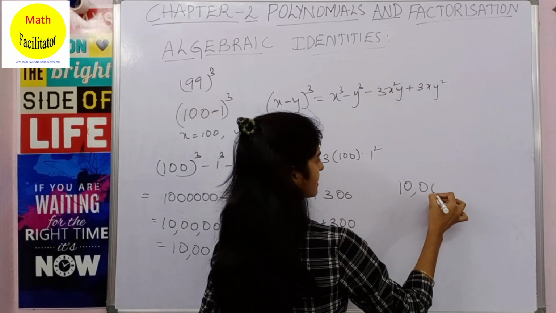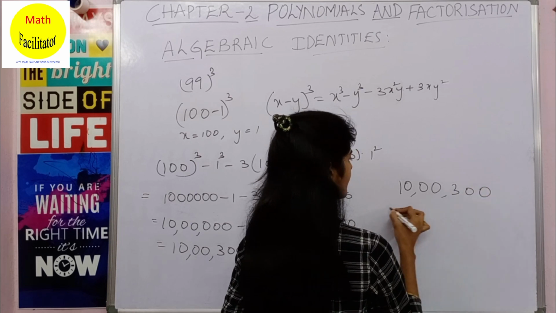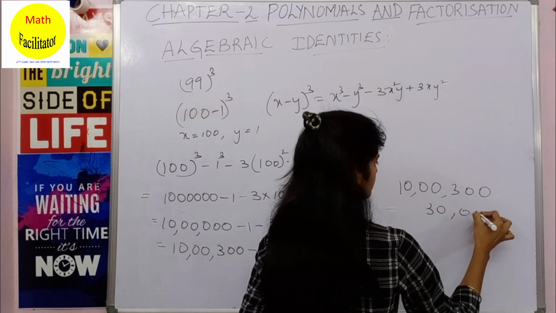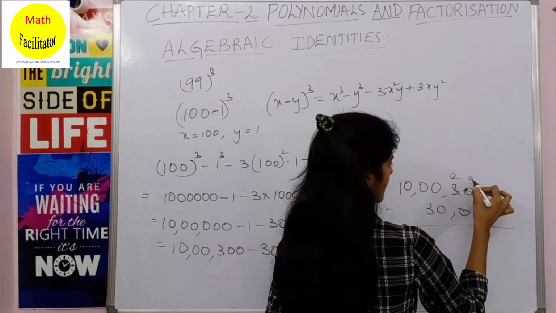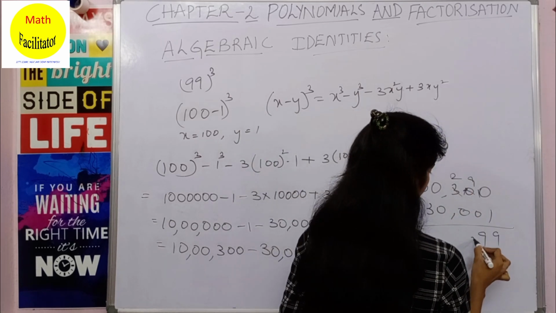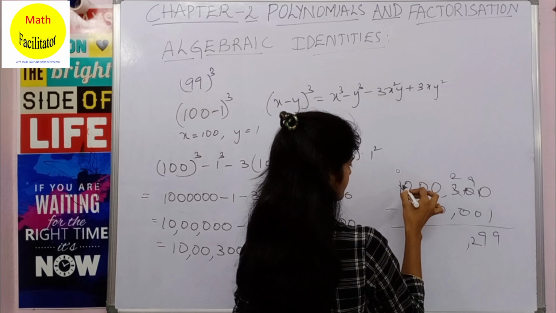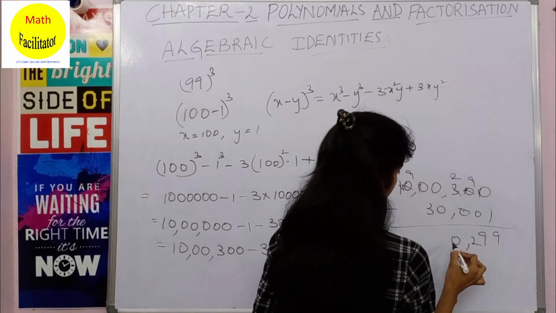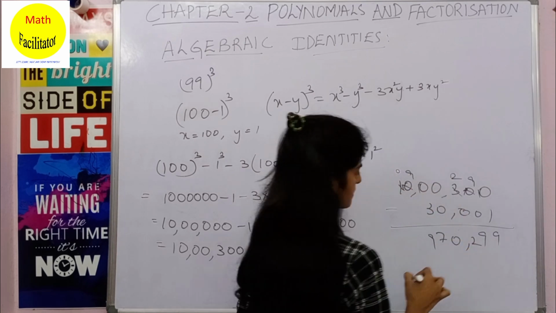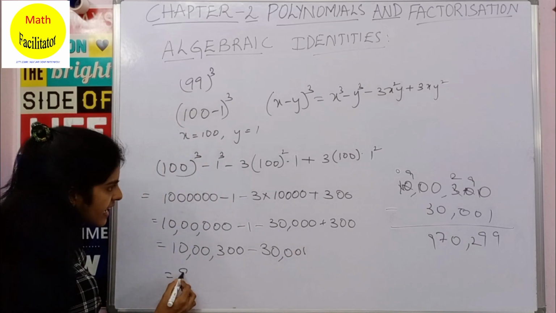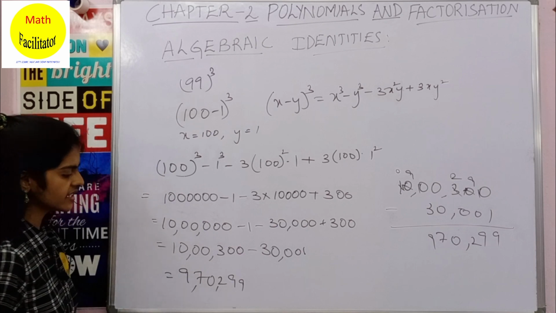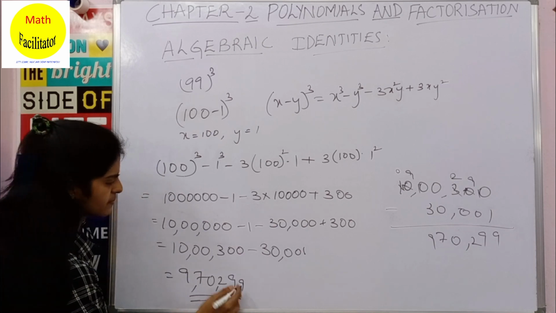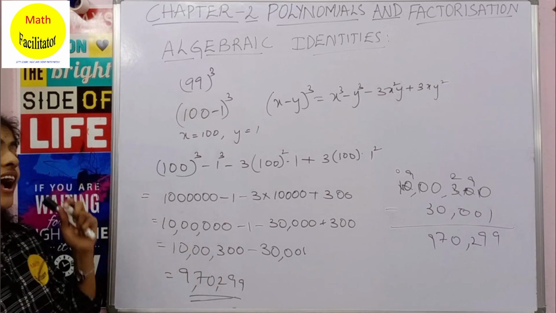So 10 lakh 300 minus 30,001. Subtracting, what do you get? This is 2, so 992, comma, and again carrying, so 0, 7, 9. So you get 9 lakh 70 thousand 299, that is 970,299. So by simple subtraction you got the answer using identities.